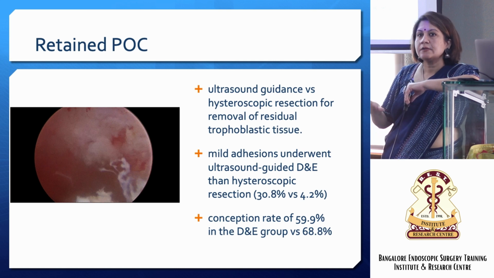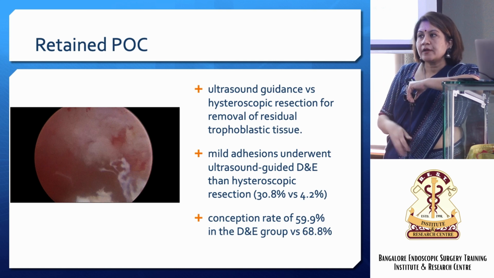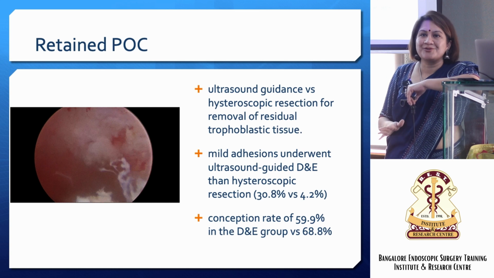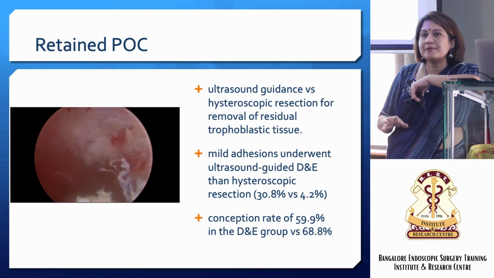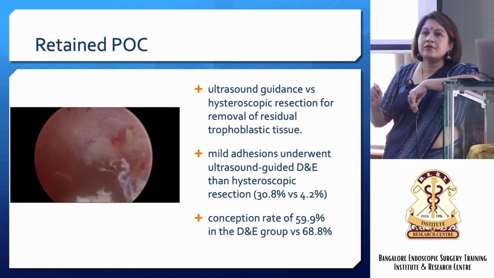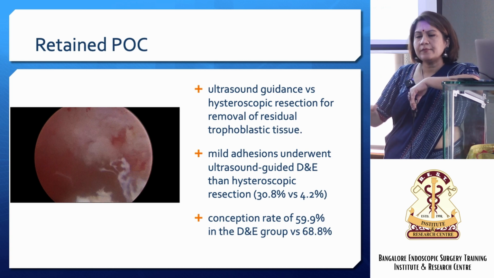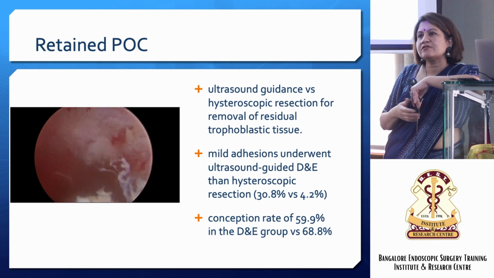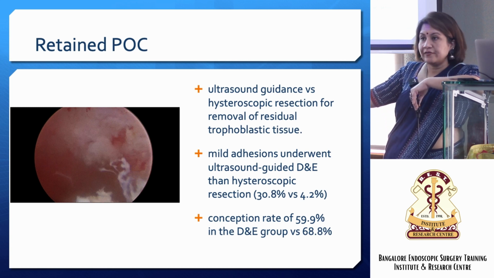So given a choice, if there is a retained product and you have finished training, please do hysteroscopy. If you have it in the hospital, don't do a blind curettage. Give it some time, they'll stop bleeding ultimately. Do it as a hysteroscopy procedure. One, you have definitely removed it.